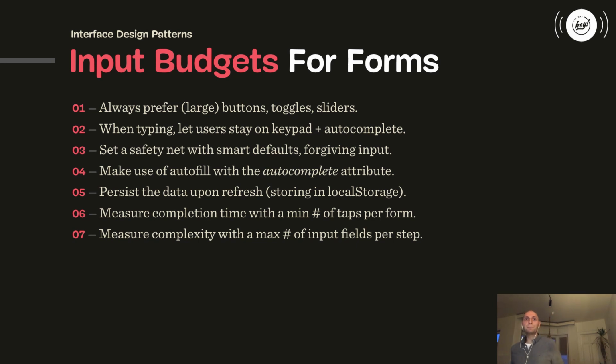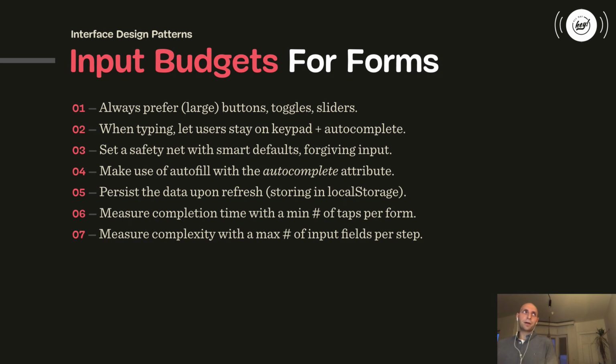This is why we started looking at things like input budgets recently, where the idea is to think about how do we speed things up, right? We still know that typing on mobile isn't very accurate, so maybe instead we can say let's prefer large buttons and toggles and sliders. When people type in text input, we need to make sure they're staying on the keyboard, so they have a comfortable keyboard, they don't have to switch it, and probably use autocomplete, then also smart defaults for giving input and things like that. And also things like persisting the data upon refresh, which is often forgotten, right?